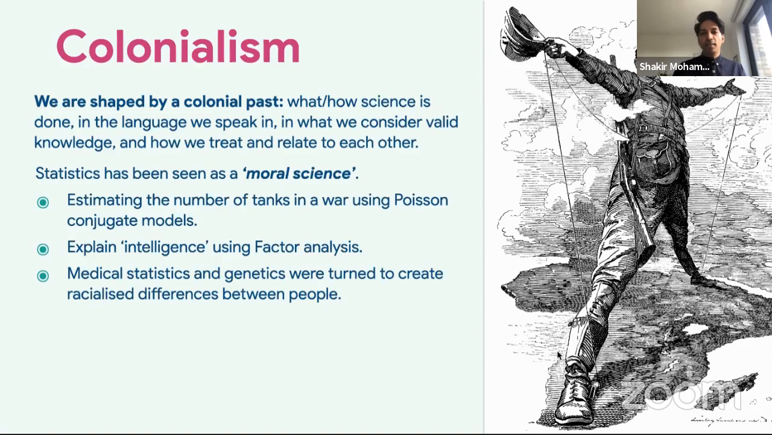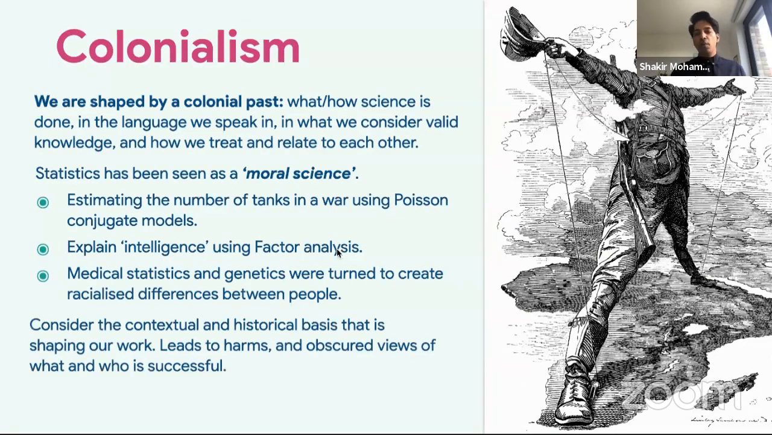Poisson models were used to estimate tanks in the German war. Factor analysis has always been used as a way of thinking about the intelligence of individuals. And you know all about medical statistics and genetics that were used to create racialized differences between people. So it's for us, as we are doing our work, to always consider that this history, colonial histories especially, is a particular historical and contextual basis, one of those contextual values that I spoke about. If we don't think about them, that is one of the ways that harms are obscured, because we don't question how we got to where we are.